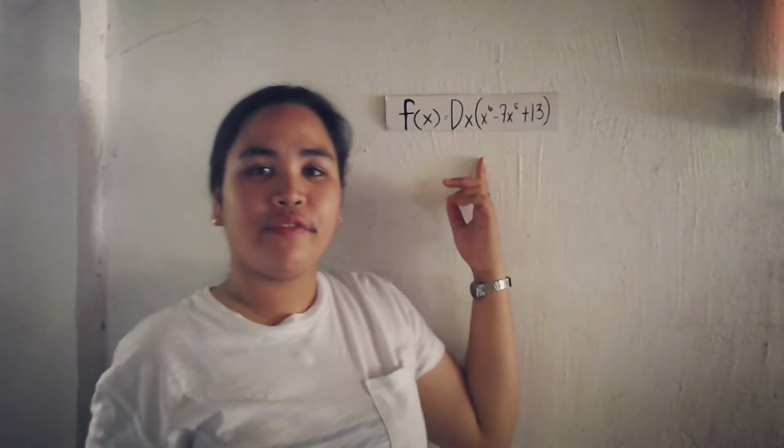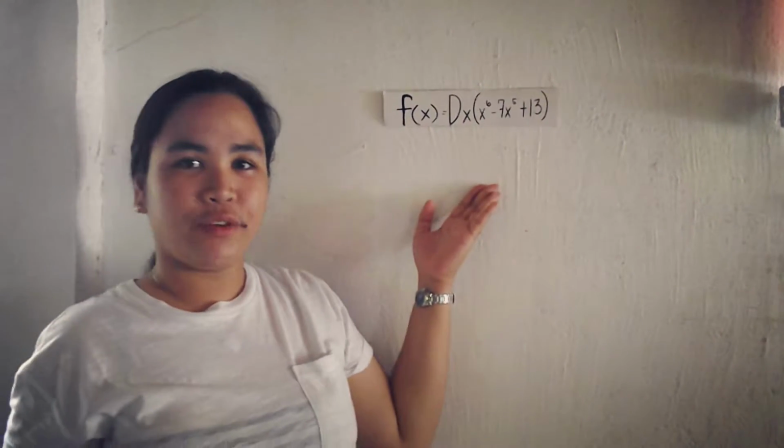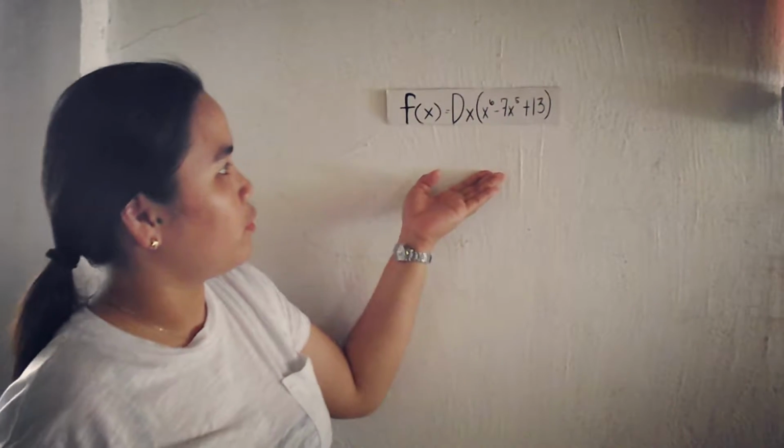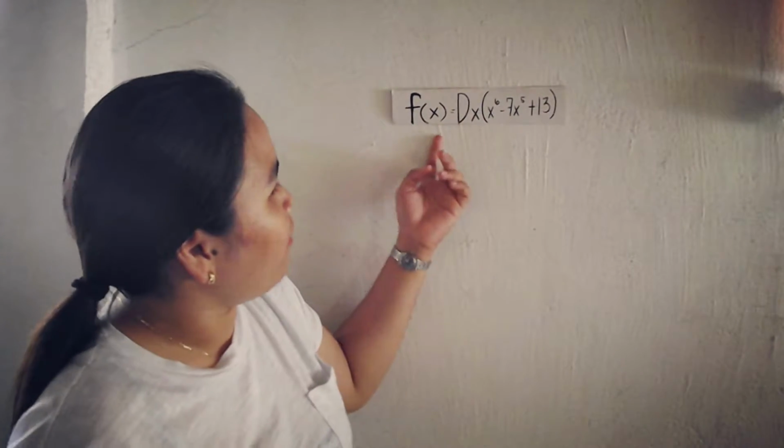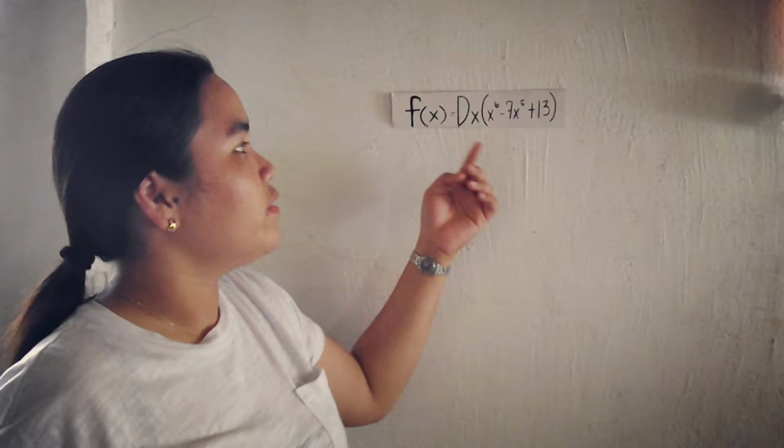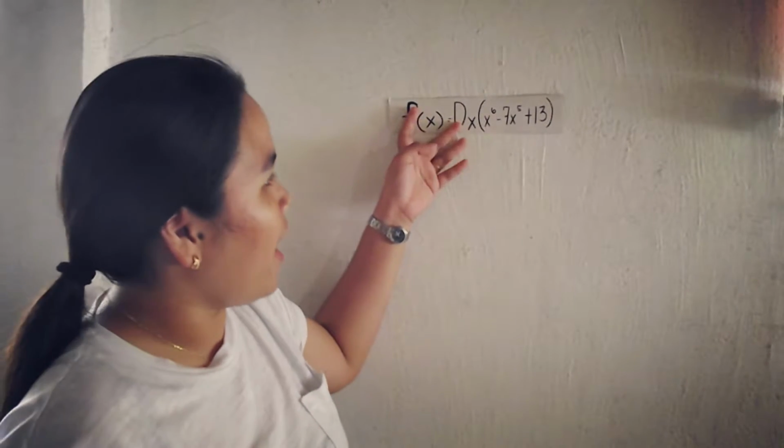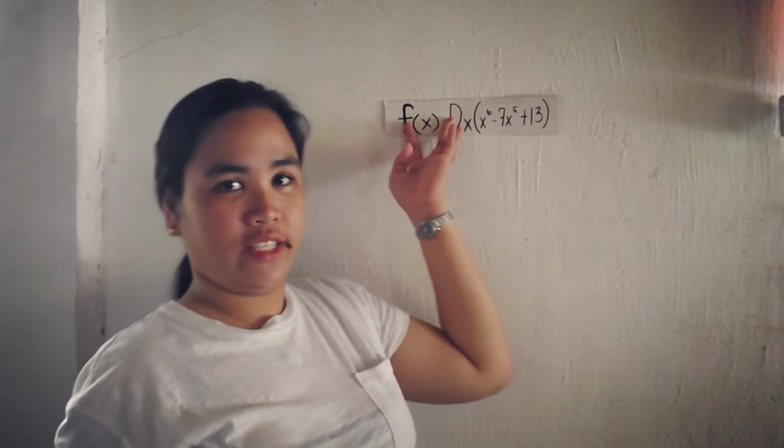Good day, everyone. We are talking about the sum and difference rule. According to this rule, the derivative of a sum or difference is equal to the sum or difference of the derivatives of the two functions. This function is an example of the sum and difference derivative rule: f of x equals x to the power of 6 minus 7 x to the power of 5 plus 13.